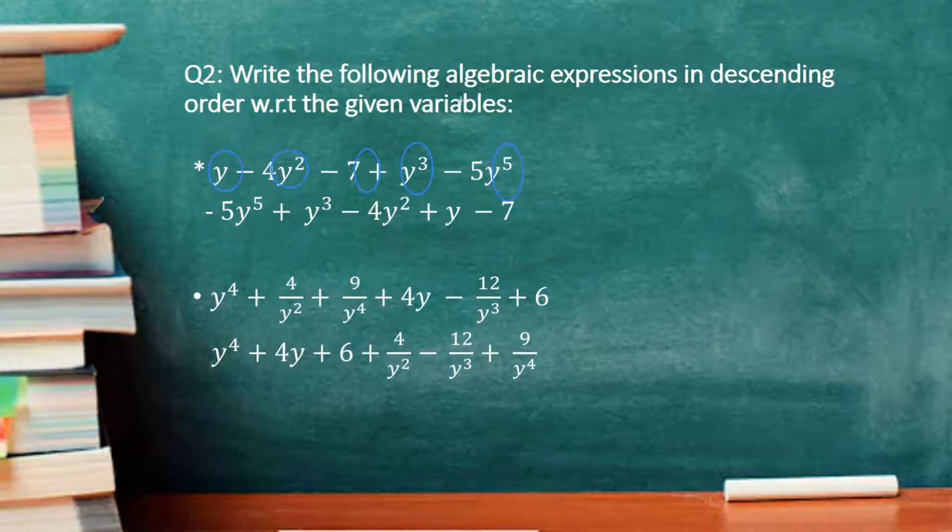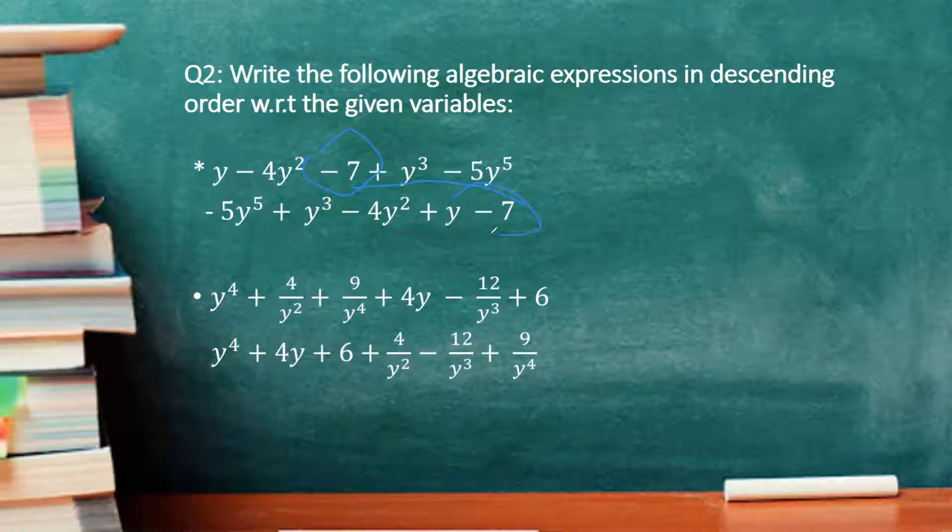Okay? So first we have to write the biggest number. So the biggest number is this, -5y power 5. Then the next number will be 3, so we get plus y cube, then we are going to write 2 y power square, then minus 4y square, right? Then here only y is there, that means y power 1, right? So we are going to write plus y, and then the last one is -7.